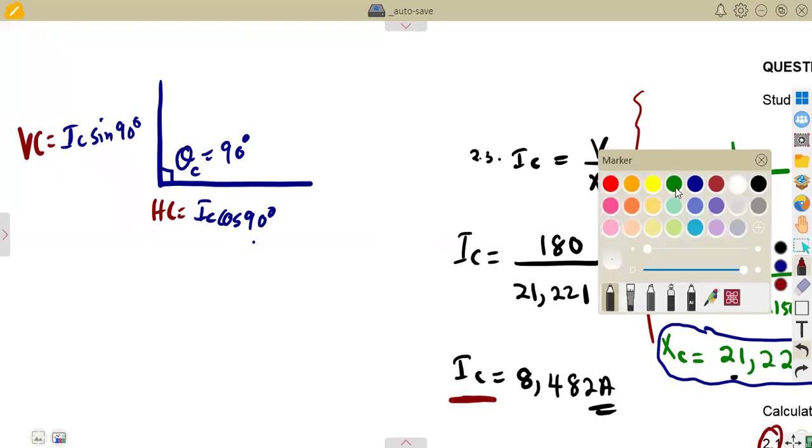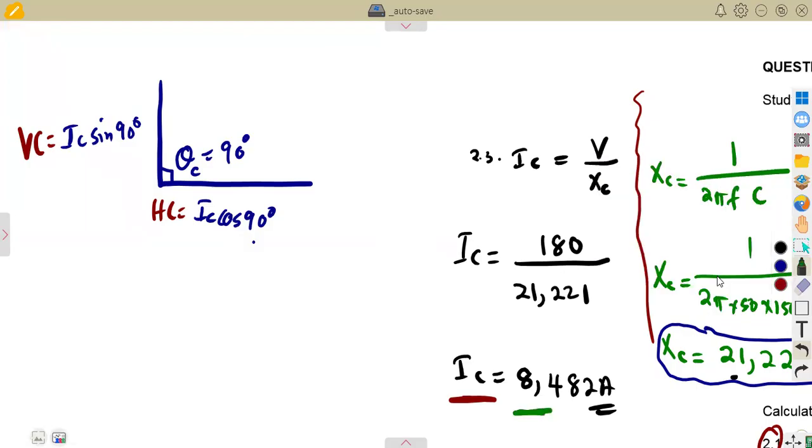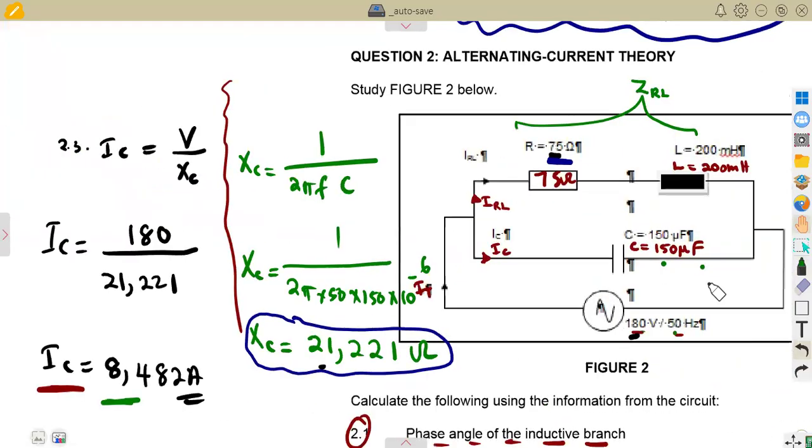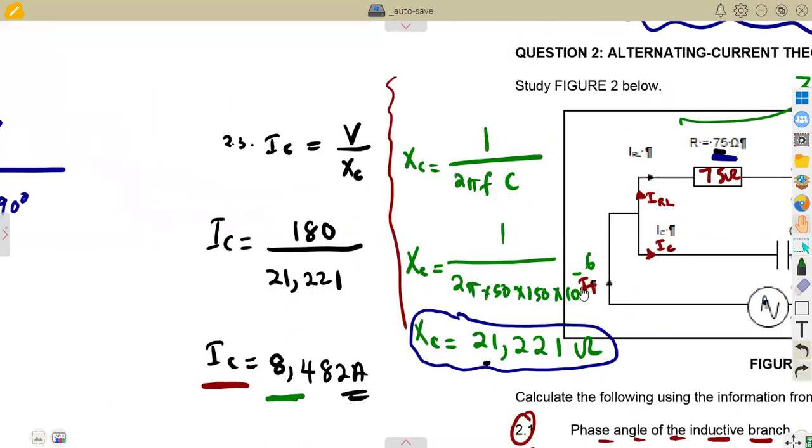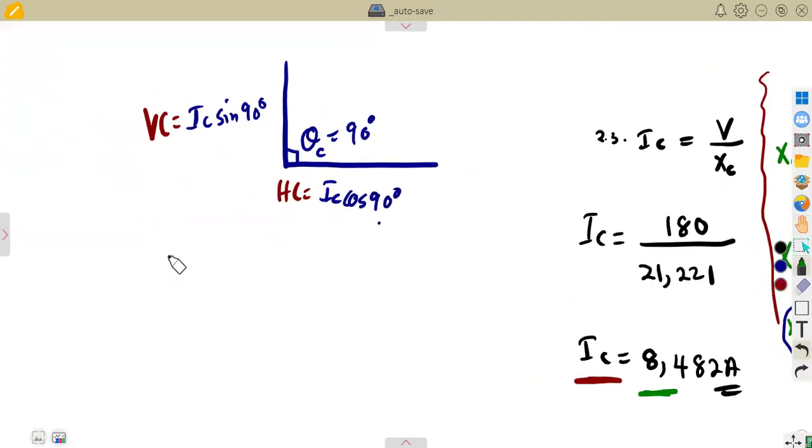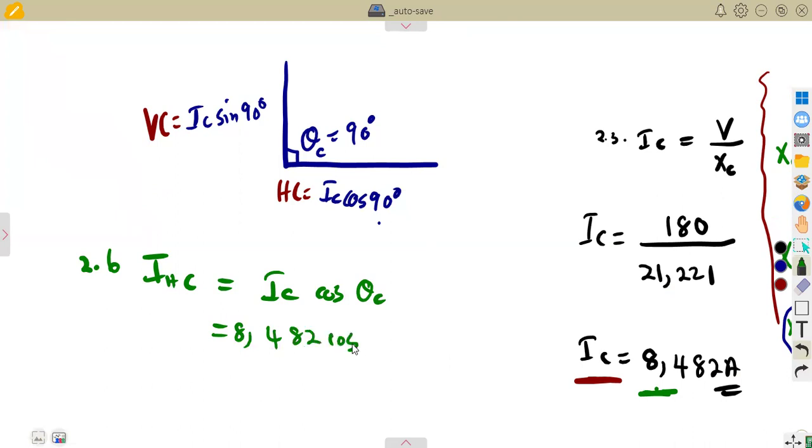So we can calculate these from IC. So where is IC? It's on a purely capacitive circuit. There is no resistor, just a capacitor only. So that means we can calculate the horizontal component in this case. The horizontal component of the current across the capacitor is given as IC cos theta, which is the angle for the capacitive circuit. We got IC as 8.482, the cosine of 90 degrees, and that is going to give us 0 amps.